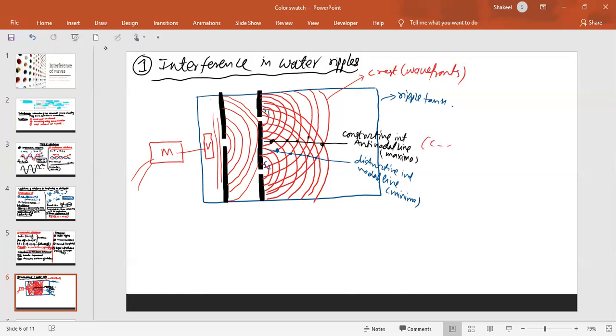Why are the maxima and minima there? Maxima is there because crest is falling on crest, and minima is there because crest of one is falling on trough of the other. So resultant displacement is decreasing. So it means you will see a series of bright and dark fringes.